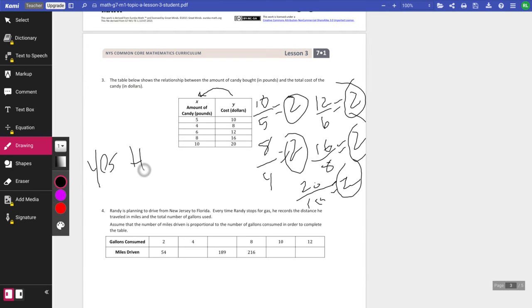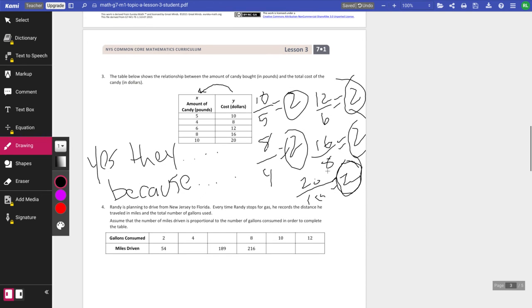Yes, they are. Boom, because they have what? They have the same unit rate. Okay. This we should be comfortable just putting in there. Make sure we're writing that full sentence out.